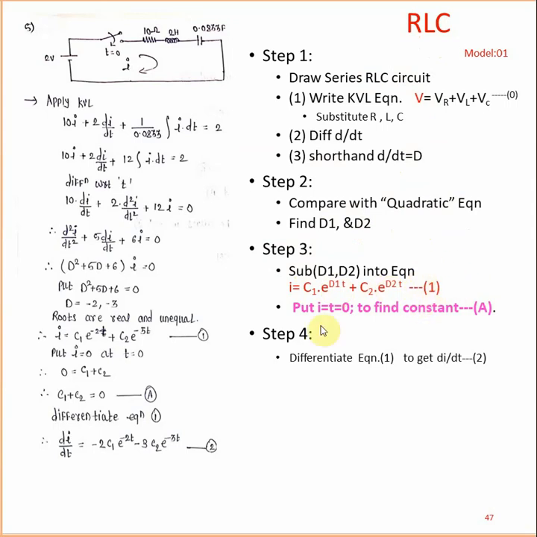Okay, equation number 1. Then put I is equal to 0, t is equal to 0 to find the constants C1, C2. So this I have mentioned as A. Then after that I will differentiate this equation one time. Differentiating the equation, I will get di by dt. So this is the equation I will get.